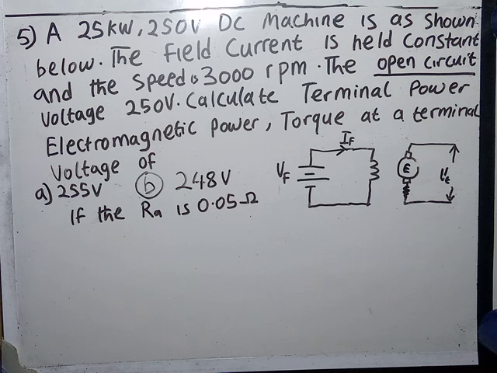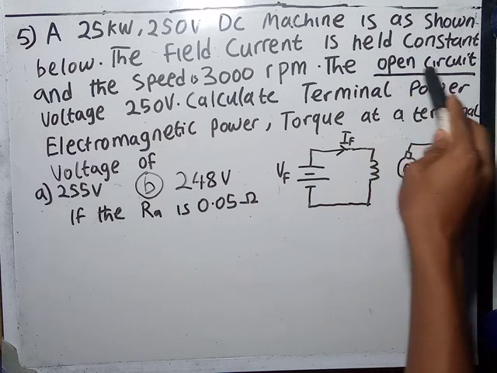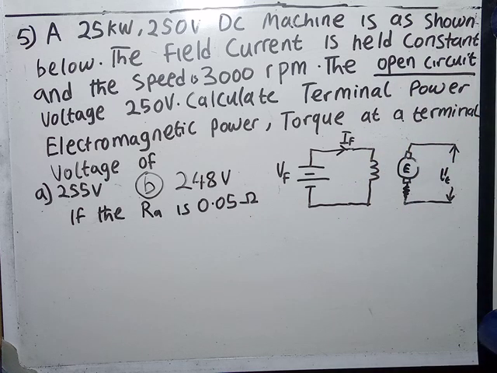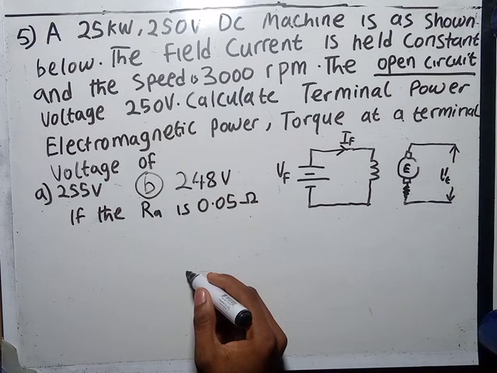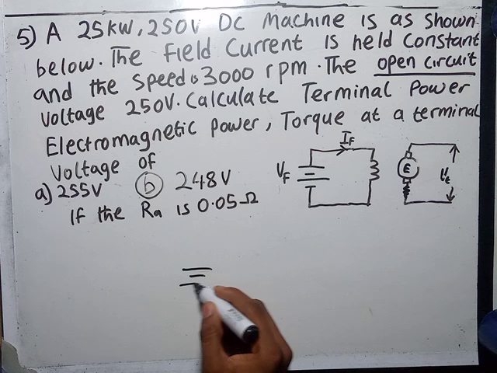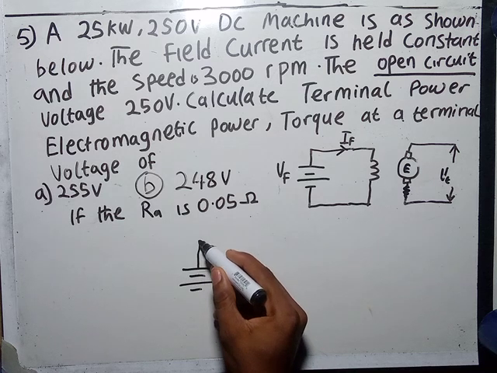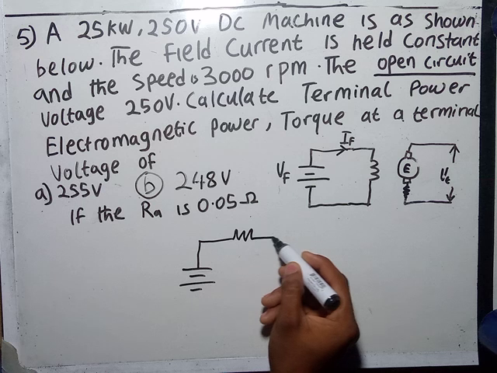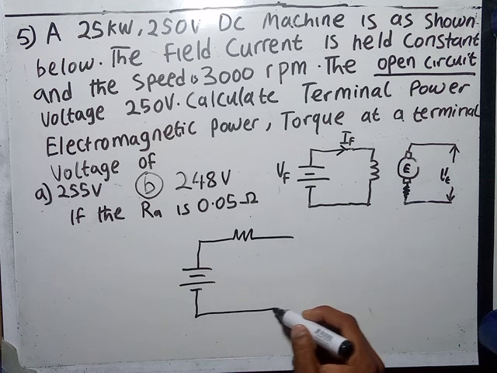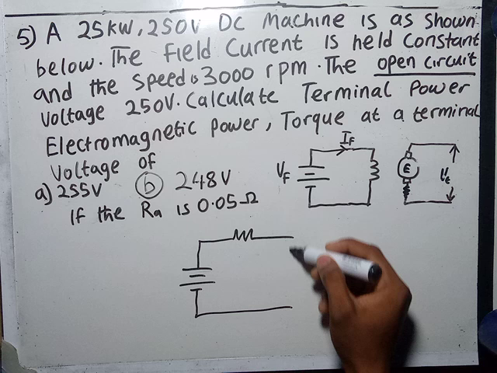Now, for us to be able to solve this question, we need to understand what this phrase open circuit means. An open circuit is that which doesn't have a complete closed loop or path. A circuit that doesn't have a complete closed loop. So let's say this is our battery and it is connected to, let's say, a resistance in series, and there is nothing connected at this point.